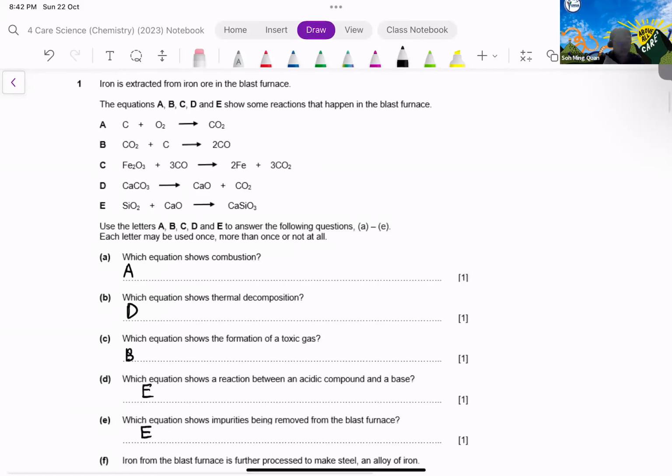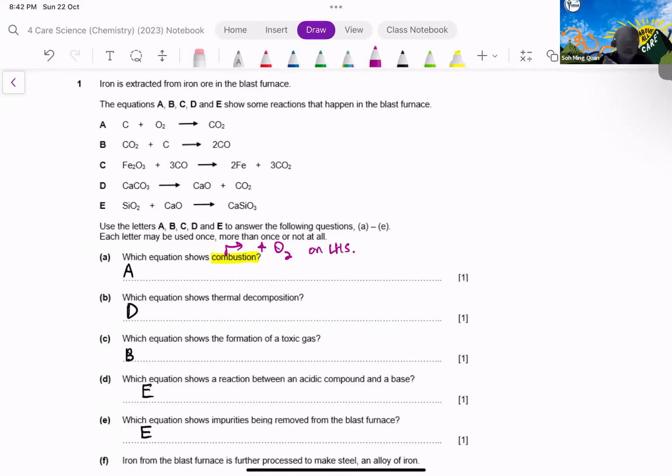All right. Which equation shows combustion? That's A. Now, how do you know that A is combustion? Combustion is a reaction whereby it reacts with oxygen gas. So you should have plus O2 in the equation. Okay, so how do you recognize combustion? You recognize combustion when you see plus O2 on the left-hand side of the equation.